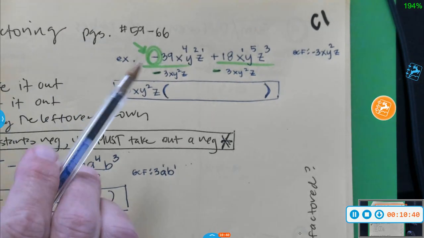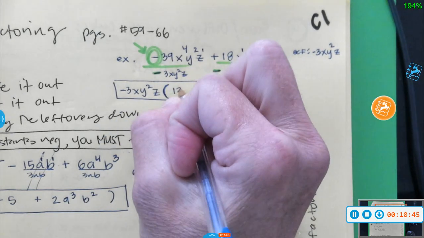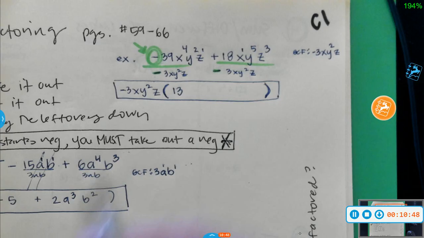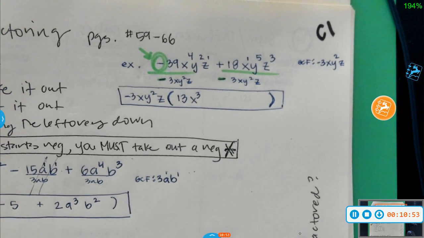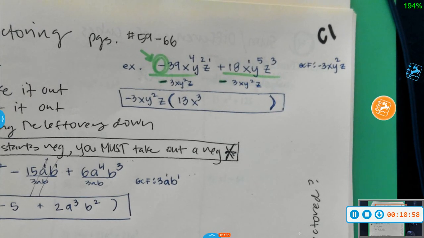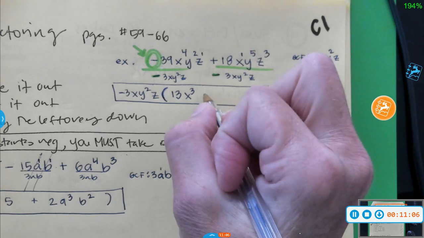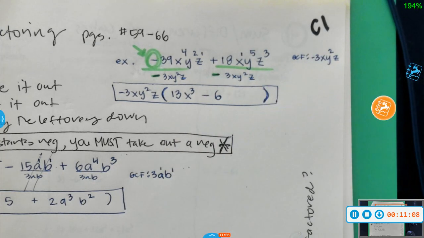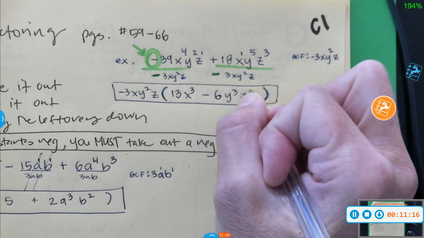Now, watch your signs here. A negative divided by a negative is a positive, and that's going to be a 13. I'm going to be left with x cubed. My y's and z's cancel, I think, if I did that right. Y'all agree with me? Okay. And then again, watch your signs on the next one. You have a positive 18 divided by a negative 3, so that's a negative 6. My x's cancel. I'm left with y cubed z squared.